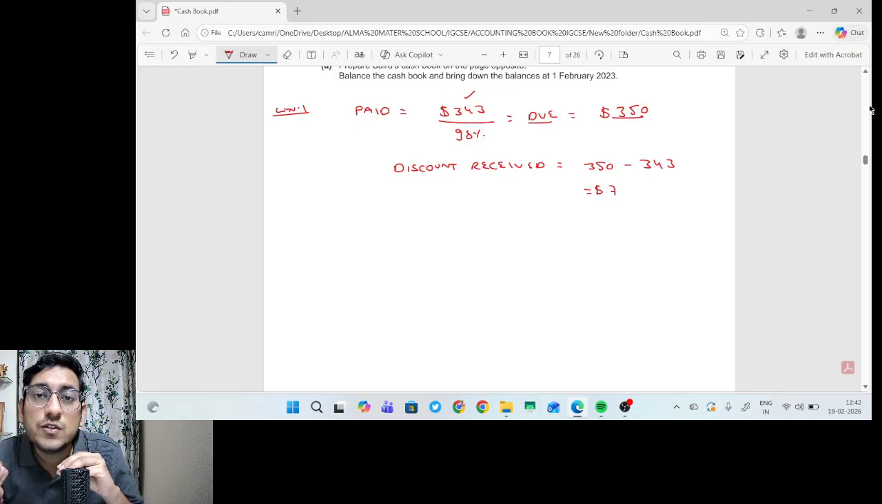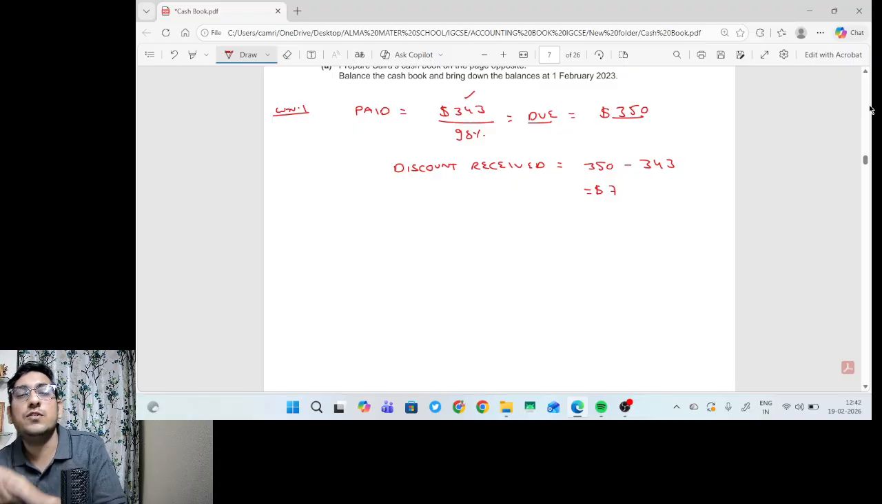Whenever the paid value is given, we have to just find out the due value. If discount is 2%, then the paid value is 98%. If discount is 3%, the paid value will be equal to 97%. So accordingly find out the due value, then due minus paid will be your discount. Since it is a payment, it is my discount received.